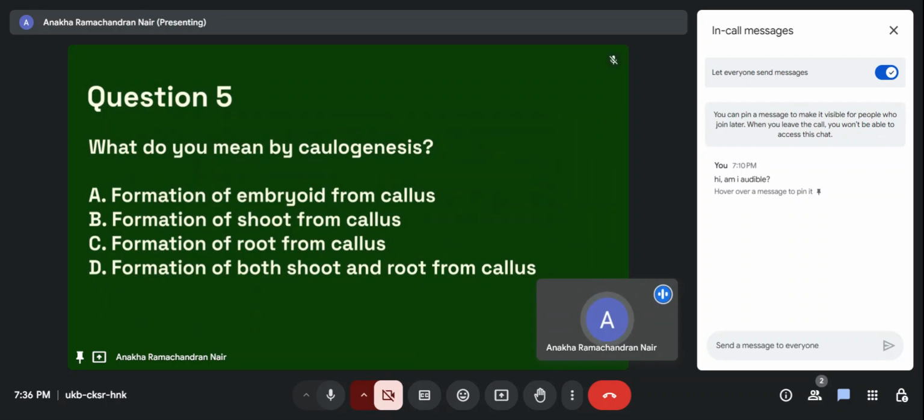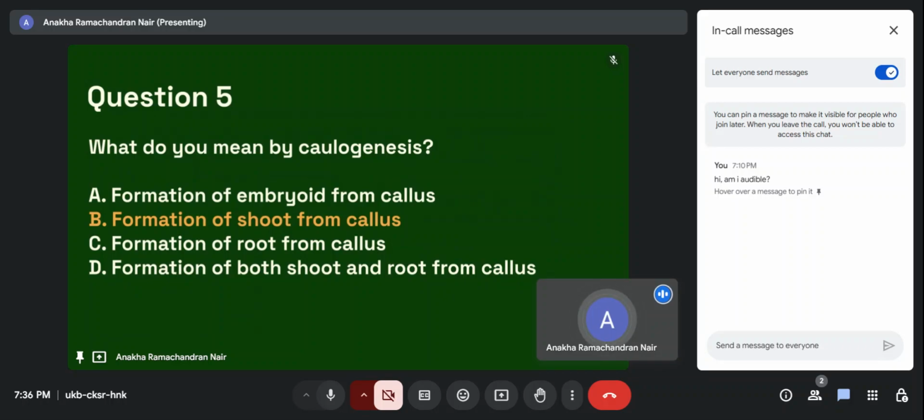So question number 5 is, what do you mean by caulogenesis? And there are four options given to you. Option A is formation of embryoid from callus. Option B is formation of shoot from callus. Option C is formation of root from callus. And option D is formation of both shoot and root from callus. So let's see what the correct answer is. The correct answer for this question is option B, formation of shoot from callus.